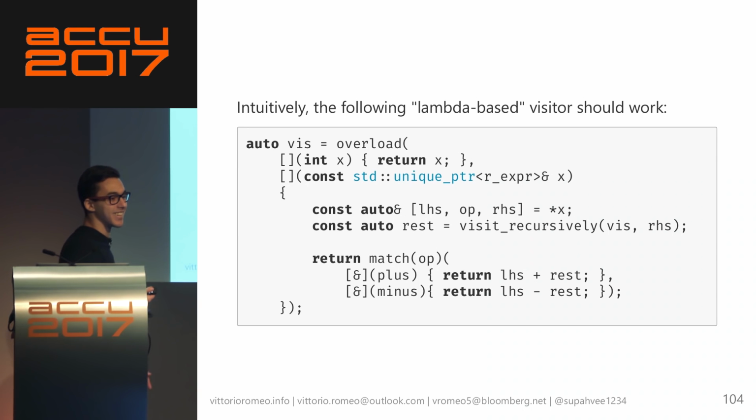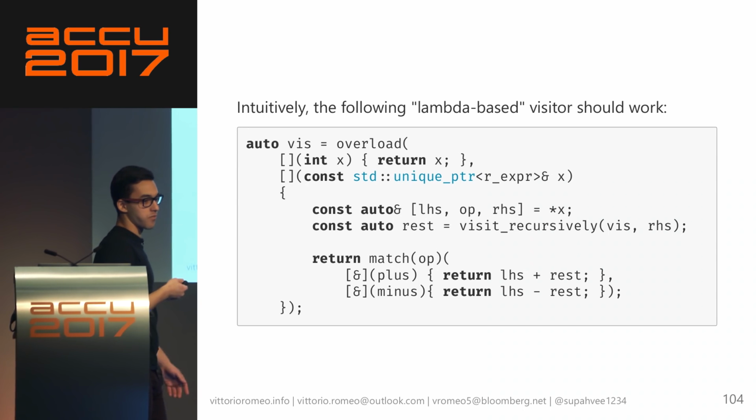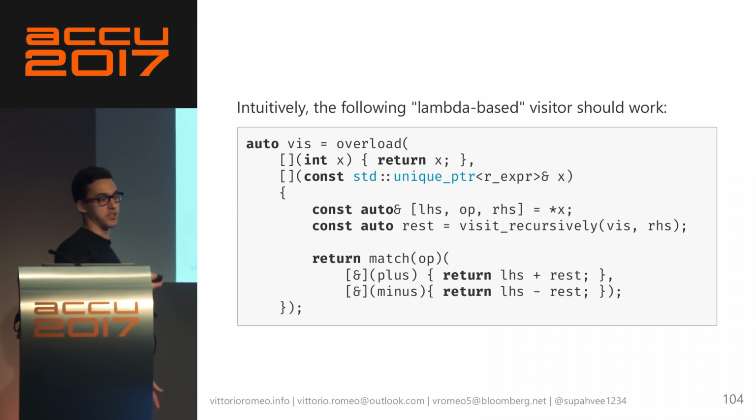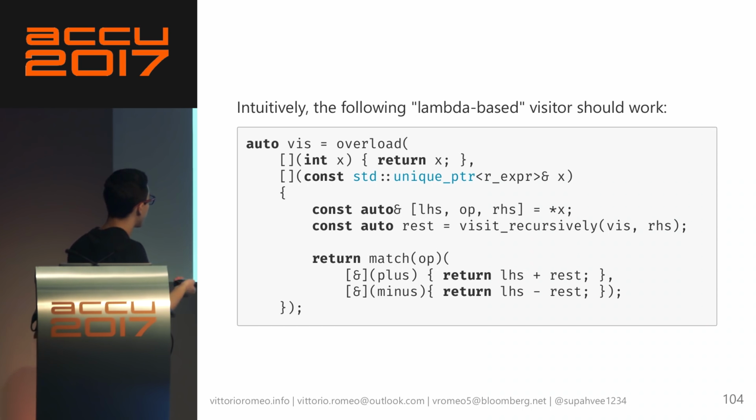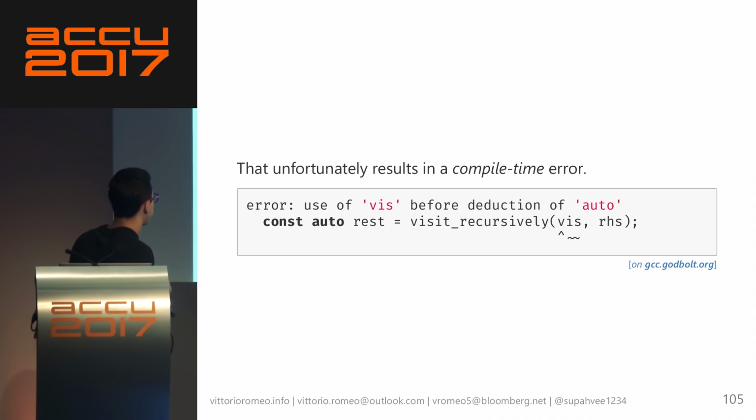Why? Because basically the same issue, you have not correctly defined it yet, and you are using it. Exactly. So as Arne said, this will not work because I'm trying to use this when I'm defining it. So the compiler does not know what to do here because it cannot even deduce the return type or anything. This is ill-formed. And the error we get is use of vis before deduction of auto.